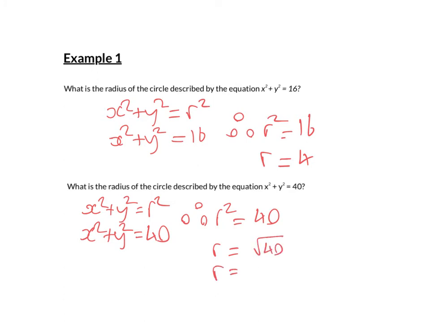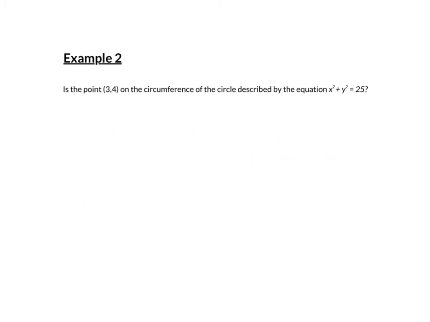Simplifying that, we've got root 4 times 10. So the square root of 4 is 2, which leaves root 10. Okay, and as we haven't been given any units, we could just write units on the end. But if there was a context question, where we had measurements, centimeters, that sort of thing, make sure you use the right measure. Next example is quite a common one as well.